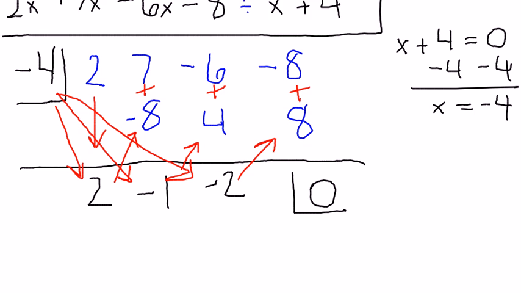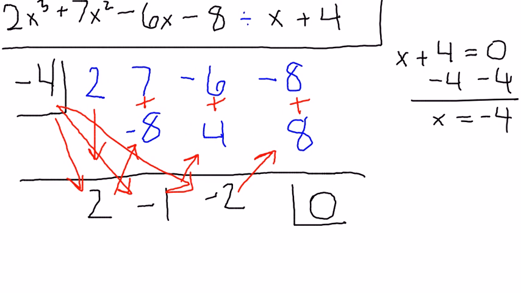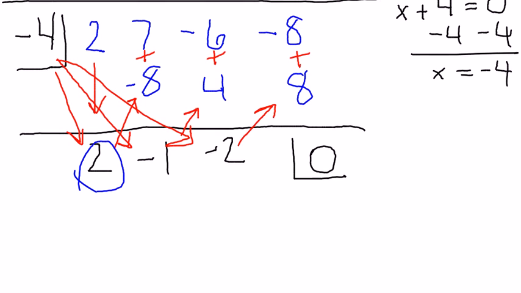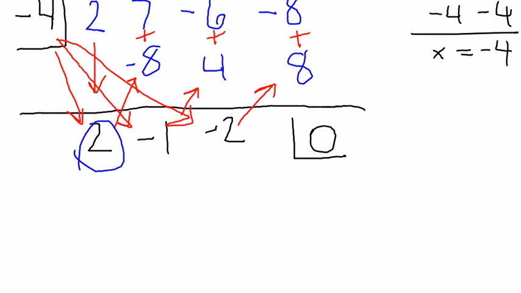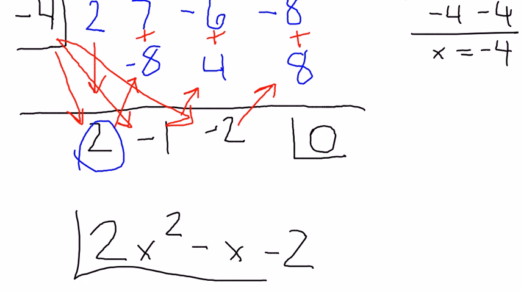So for your final answer, notice how the numbers there is x cubed and then x squared. The first number right here is going to be x squared because you already got rid of your x cubed. So your final answer would be 2x squared minus x minus 2. And this is our easiest problem. Let's go on to our second problem, which is the medium.